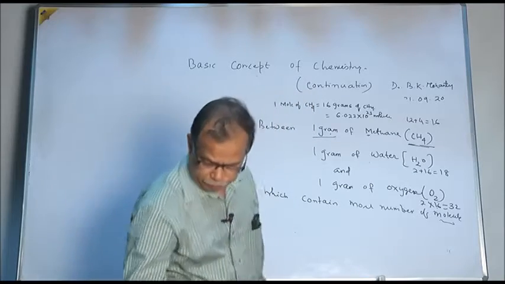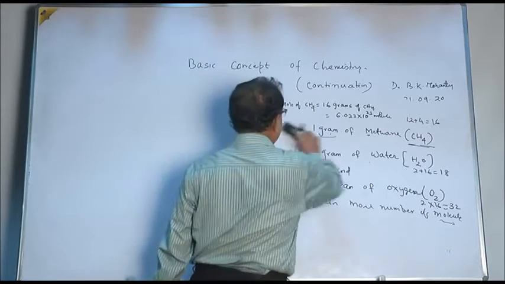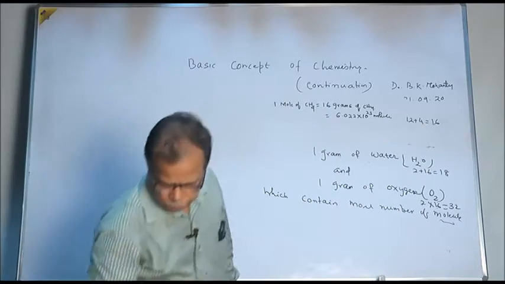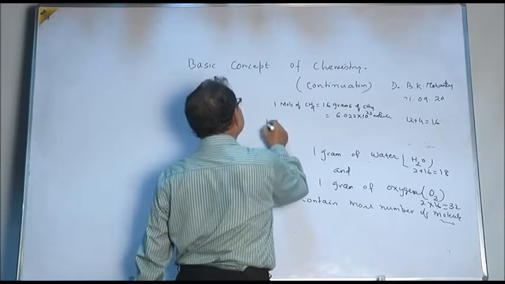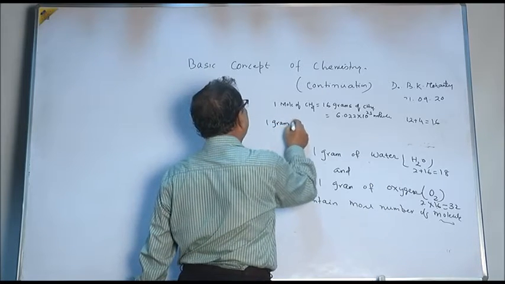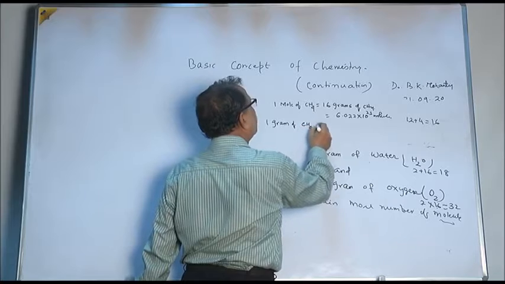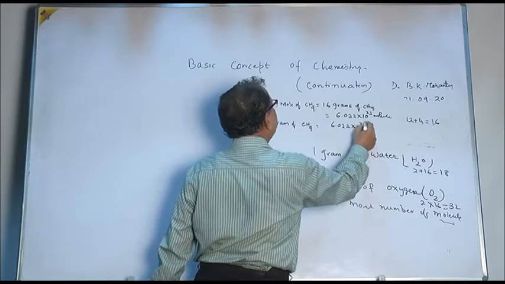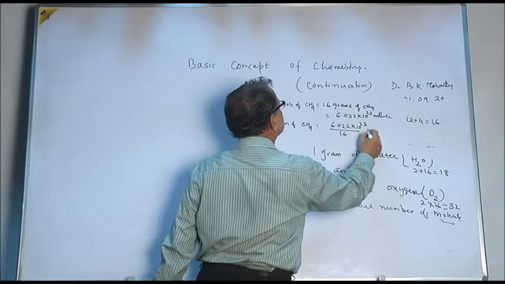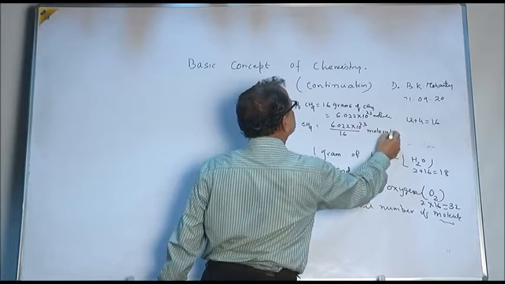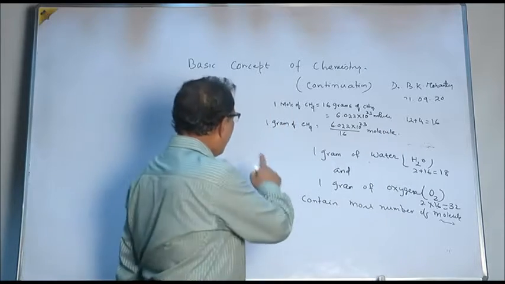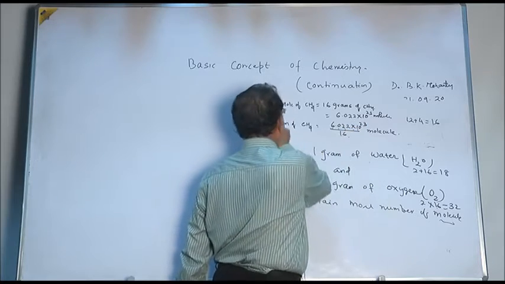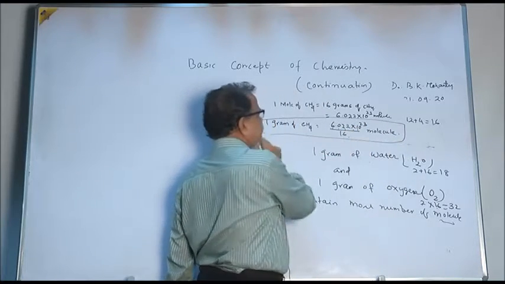So 1 gram of methane will be 6.022 into 10 to the 23 by 16 molecules. That is, 1 gram of methane contains 6.022 into 10 to the 23 by 16 molecules.